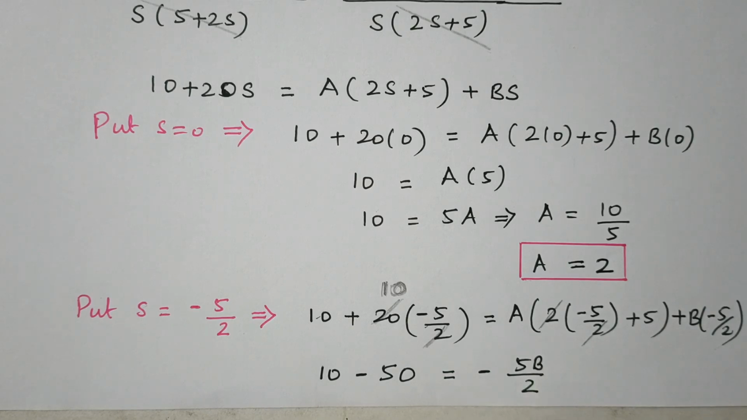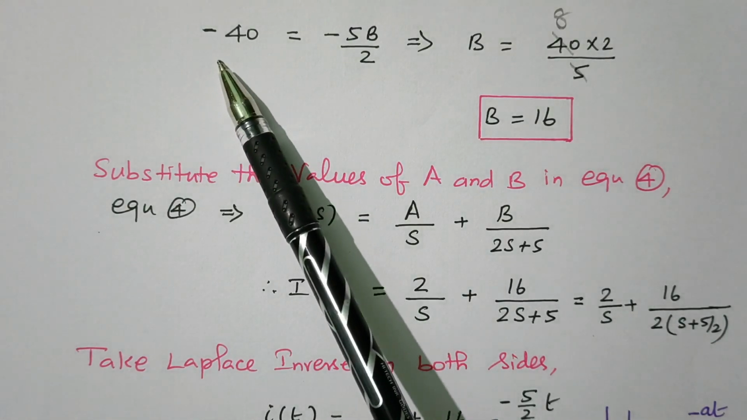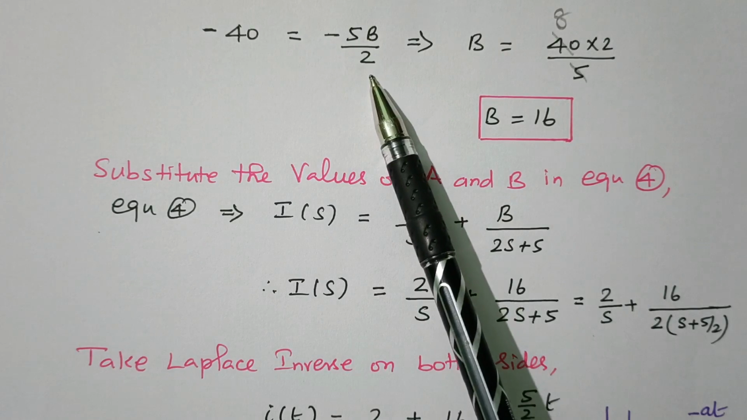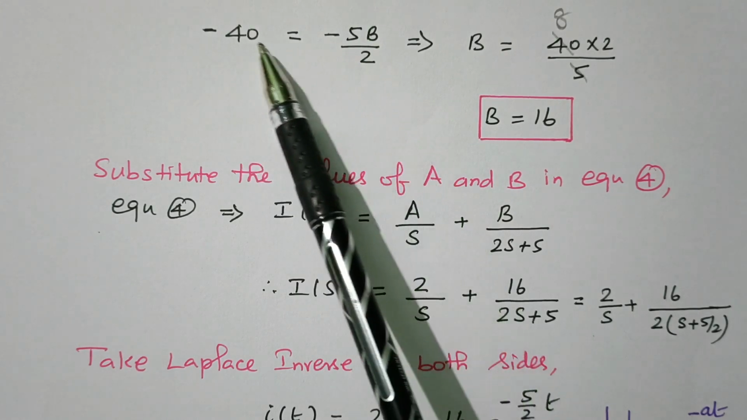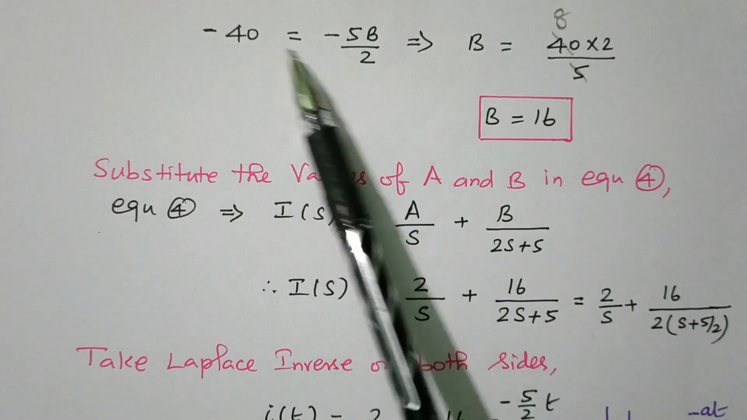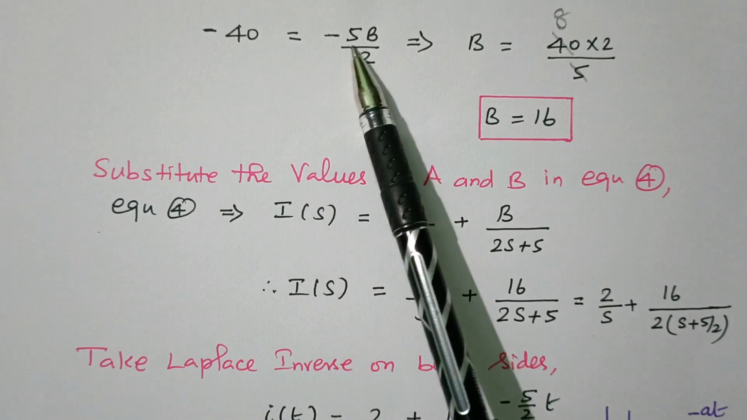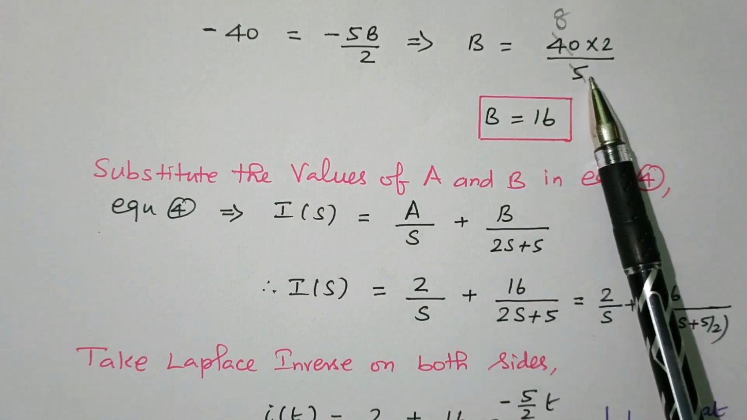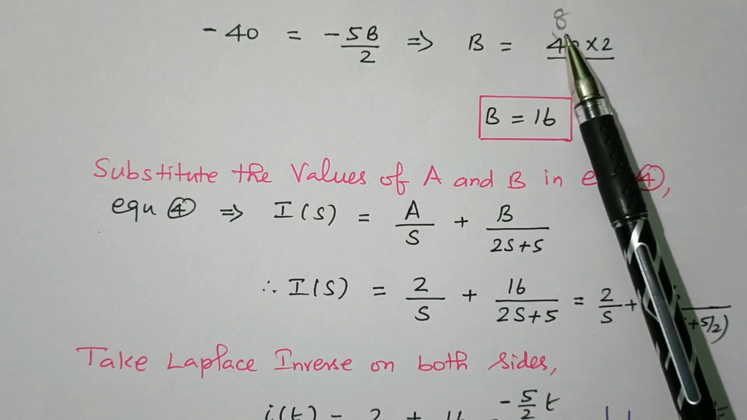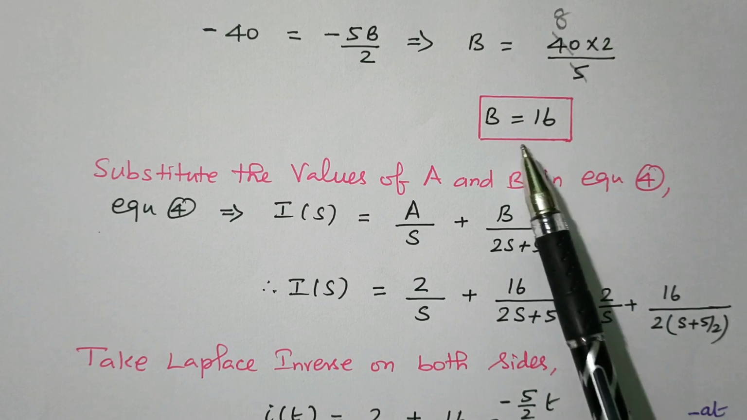Now we can go for the further simplification. So 10 minus 50 is minus 40, equal to minus 5B by 2. So minus minus got cancelled. So B is nothing but 40 into 2 divided by 5. This 2 is brought into numerator, 5 is brought into denominator. So this 5 goes 8 times, so 8 into 2, 16. So B value is 16.